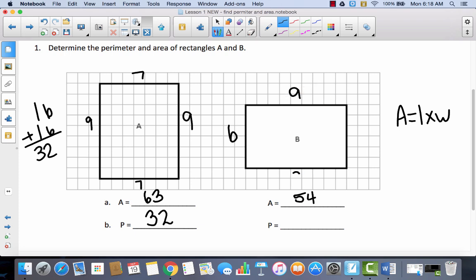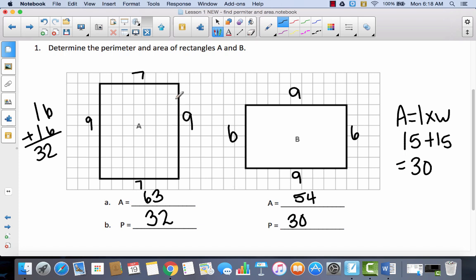For perimeter, we're going to add up all the sides. If this is 9, then this is 9. If this is 6, then this is 6. Well, 9 plus 6 is equal to 15, and 9 plus 6 is still 15. 15 plus 15 is equal to 30. So the perimeter is equal to 30.